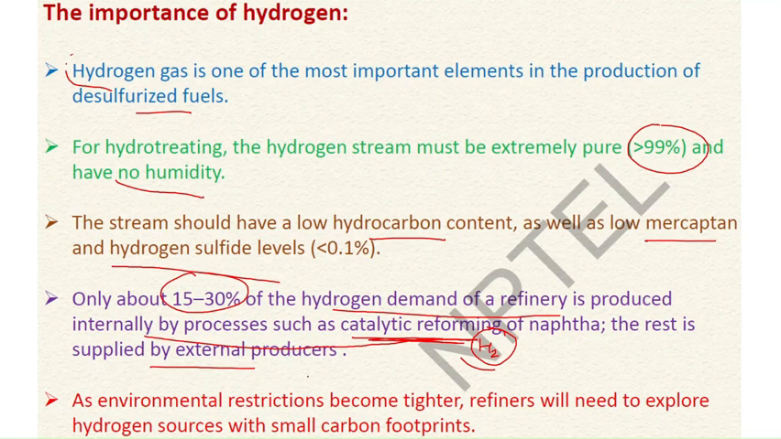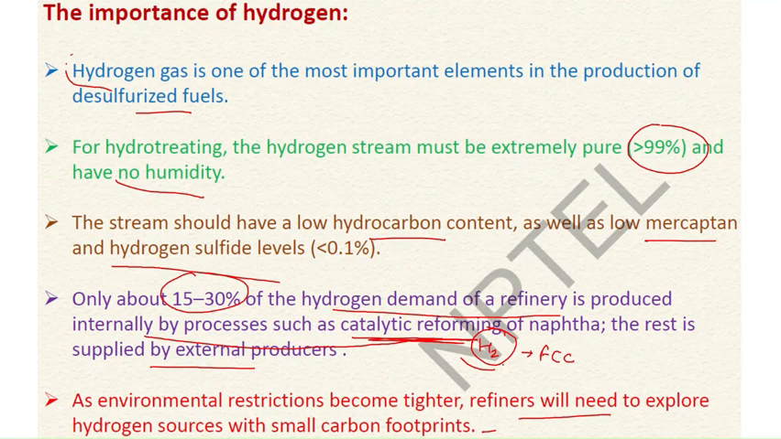Apart from that, 70% nitrogen is taken from the external producers. As environmental restrictions become tighter, refiners will need to explore hydrogen sources with a small carbon footprint. Basically, from the reformer, then from the FCC, also sometimes some amount of hydrogen is produced. From the regenerator, we get carbon monoxide and hydrogen, that is the synthesis gas. From there, also some amount of hydrogen is produced.